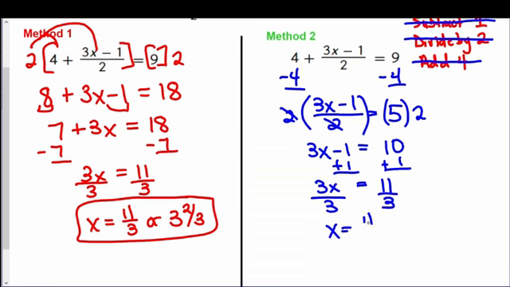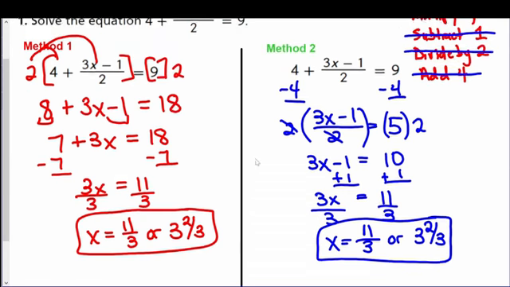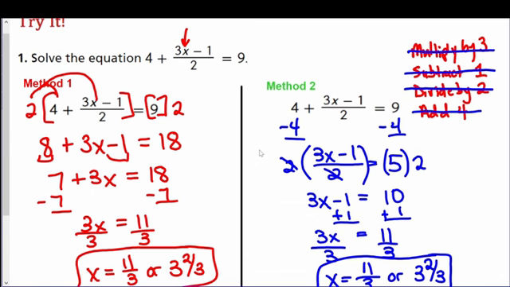And wouldn't you know it, that leaves me 11 thirds or 3 2/3. So hopefully you were able to solve this equation using both methods, and then it's really a personal opinion on which one you think is best and why.